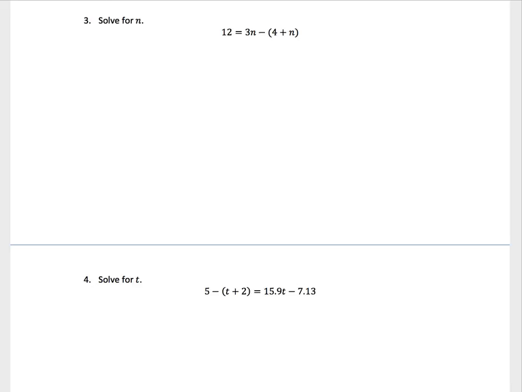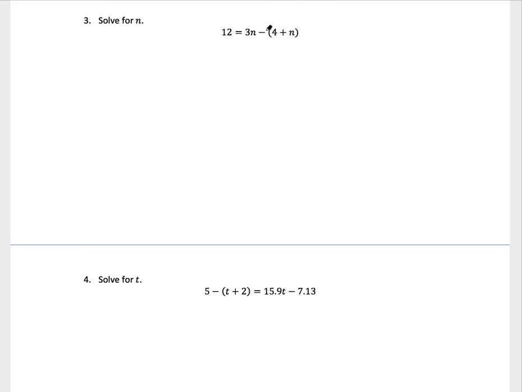Okay, let's solve another linear equation here. We're given 12 equals 3n minus the quantity 4 plus n, and we want to solve for n. So the very first thing that we're going to do is we have to take care of this negative sign. We have to distribute it to every single term inside the parentheses.